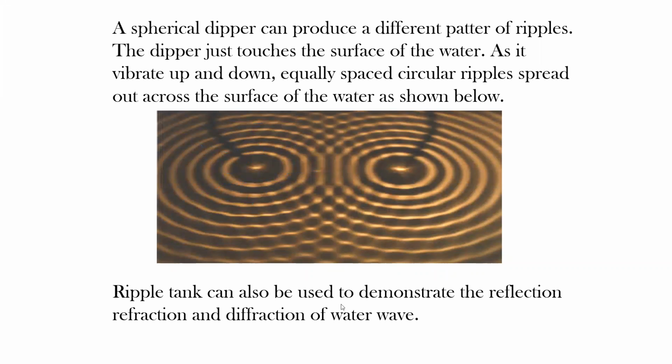So the first property of a wave is reflection. What is the meaning of reflection? Reflection means the property of a wave to change direction when it hits a surface. When a wave hits or strikes the surface and changes its direction, we call this property reflection.